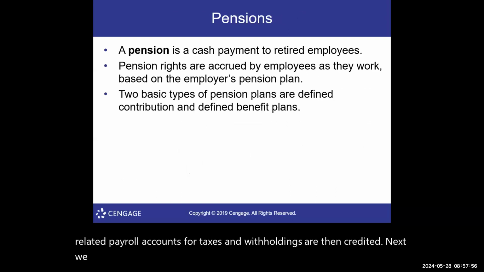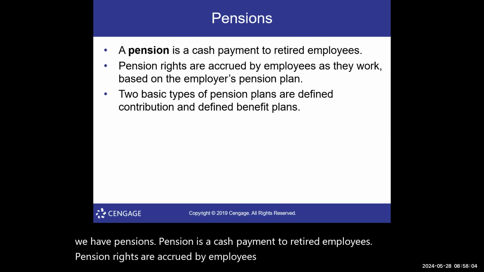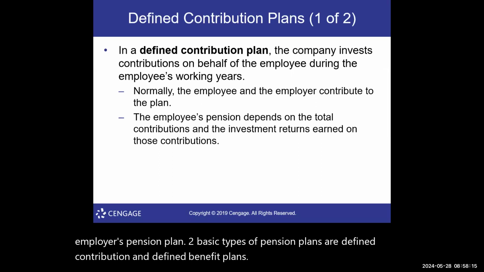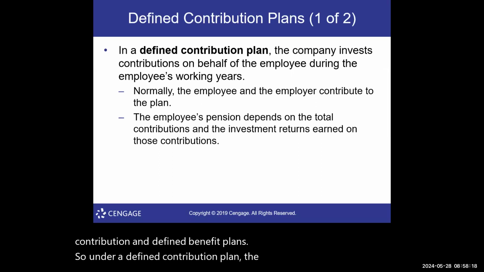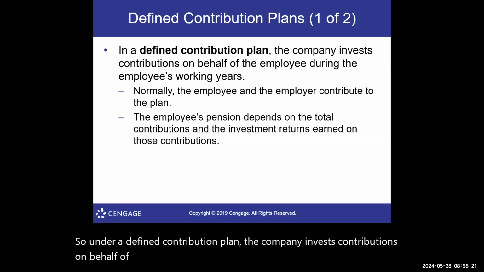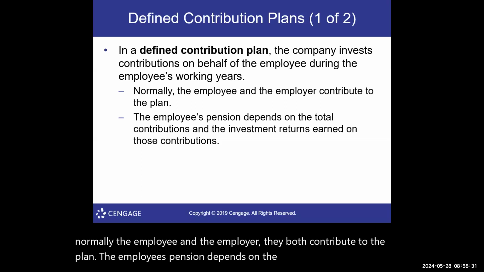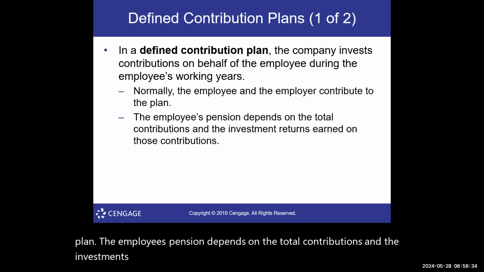Next, we have pensions. Pension is a cash payment to retired employees. Pension rights are accrued by employees as they work based on the employer's pension plan. Two basic types of pension plans are defined contribution and defined benefit plans. So under a defined contribution plan, the company invests contributions on behalf of the employee during the employee's working years. Normally the employee and the employer both contribute to the plan. The employee's pension depends on the total contributions and the investment return that's earned on the contribution.